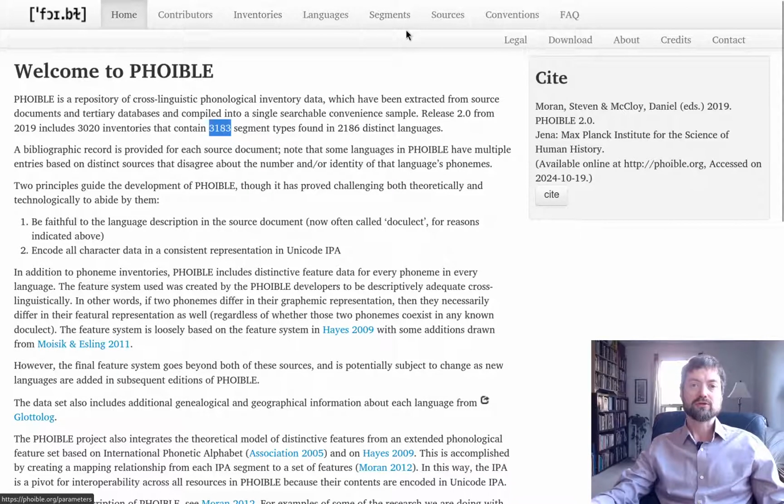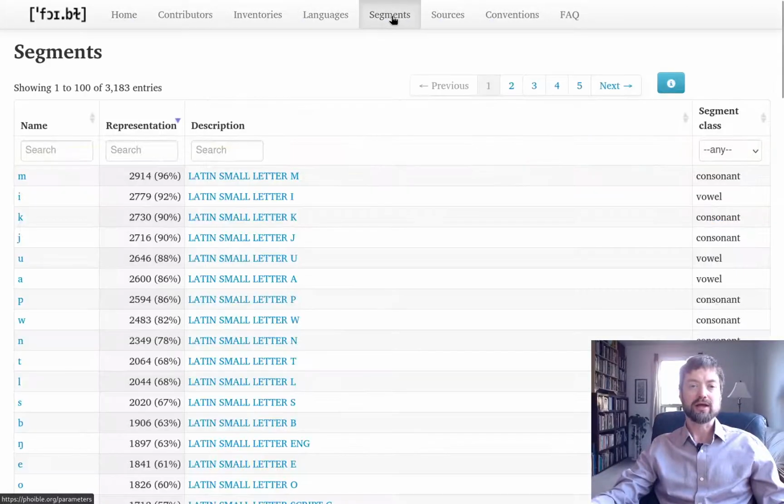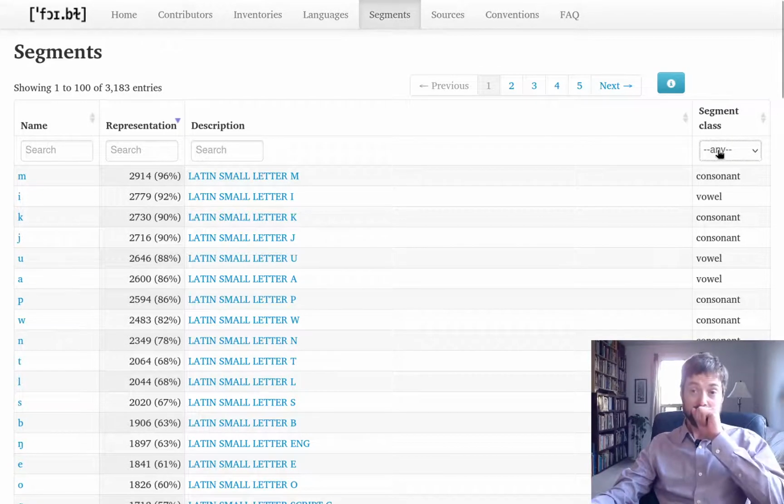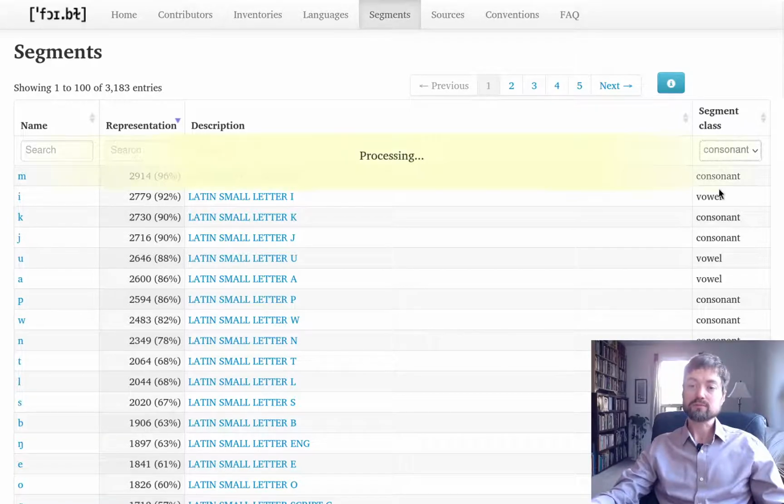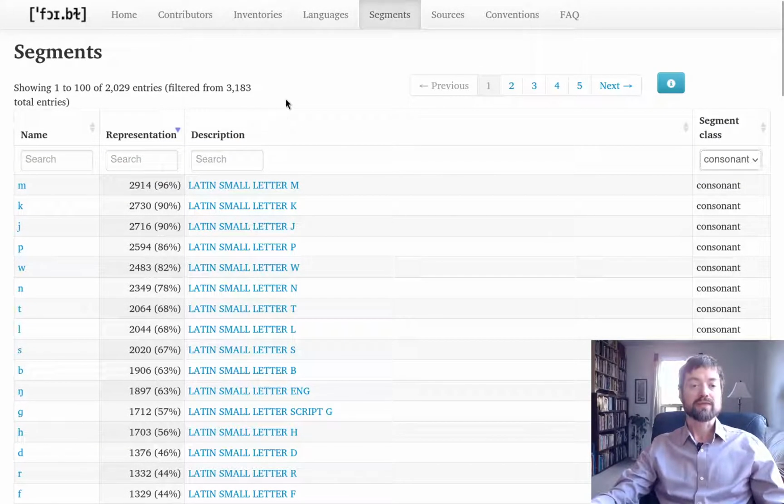So we go to the segments page, and now we're going to have the table sorted by segments. Let's start with just consonants. We'll do the consonants and vowels separately as two of the major classes of sound. So looking only at the consonants, we now sort by this representation column. So this is what percent of the 3,000 documented inventories here, representing 2,000 languages, have that particular sound. Now, it's a bit awkward.